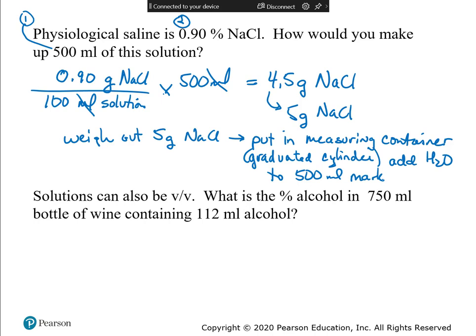So in that solution, 112 mils is alcohol, the rest is water, and the flavorings and the colorings and all the other stuff. But if you wanted to know what percent alcohol, which is written on every single bottle, what would I put on top? 112, right? Because that is my solute. So the alcohol would be the solute divided by the total volume of the solution, which would be 750.